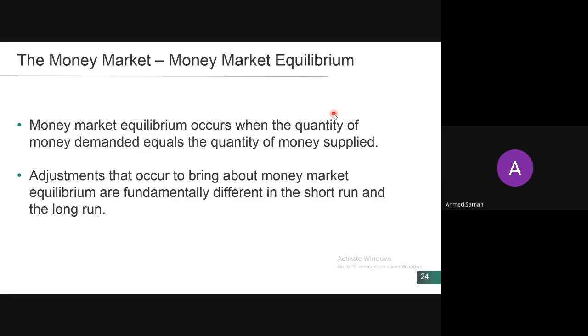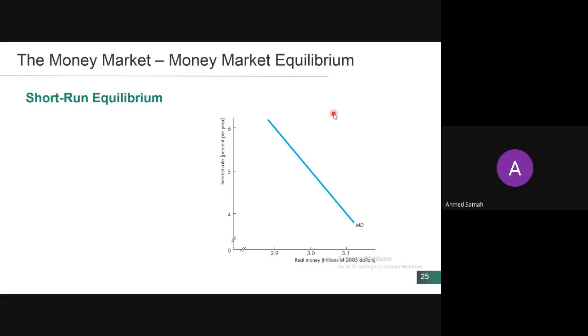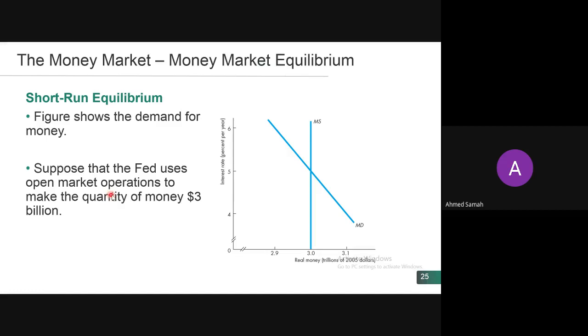So in the short run, this particular curve shows the money demand. Suppose that the Fed uses open market operations to make the quantity of money 3 billion. So this is the amount of money supply which the Fed has set via open market operations. So the equilibrium interest rate is 5% per year. That is the equilibrium price.